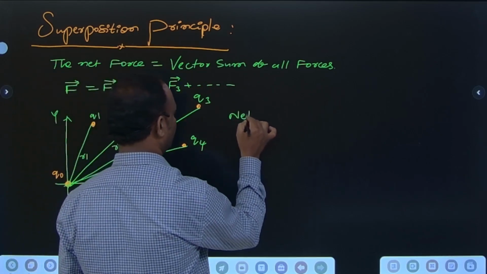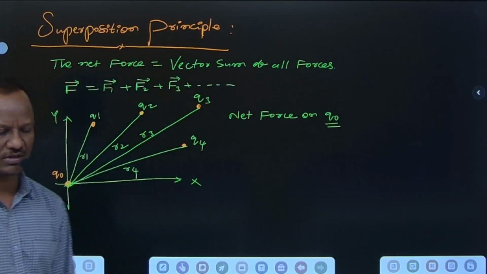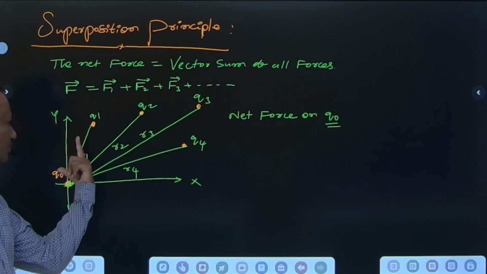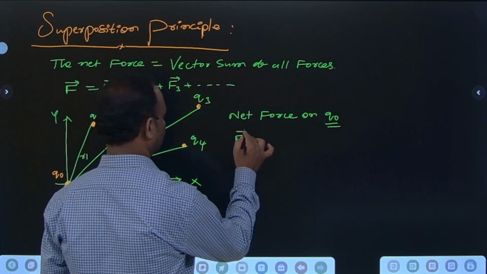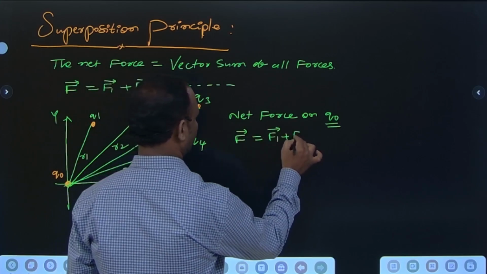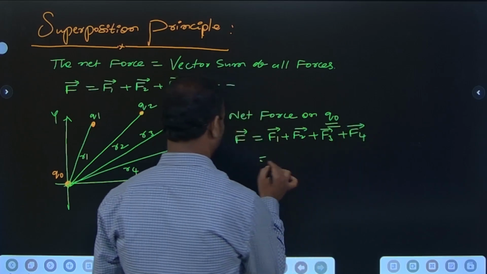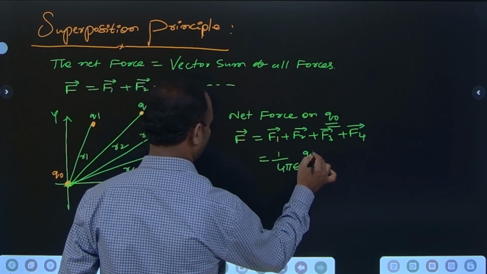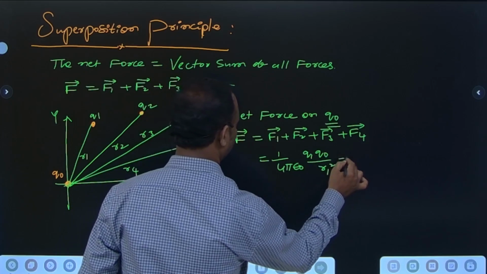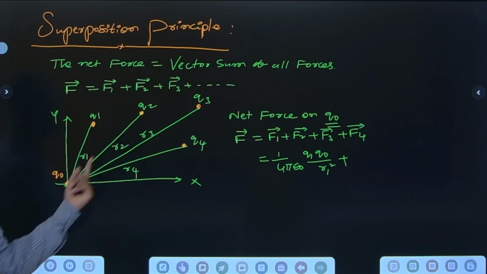My question is the net force on Q naught. With Q naught, how many charges do you have? 1, 2, 3, 4. Four pairs are there. F bar is equal to F1 bar plus F2 bar plus F3 bar plus F4 bar. F1 means 1 by 4 pi epsilon naught Q1 Q naught by R1 square, next Q2 Q naught by R2 square, Q3 Q naught by R3 square.